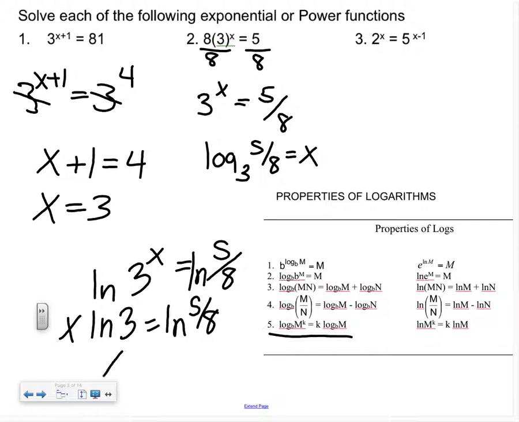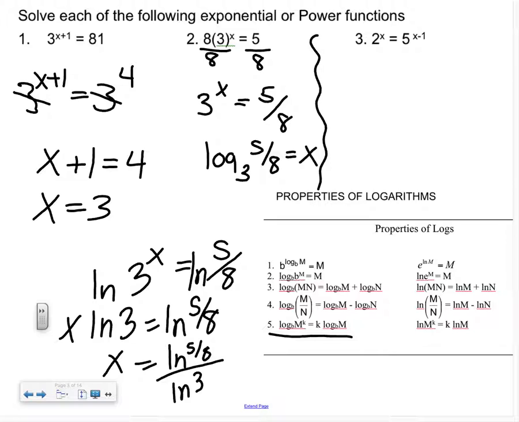So I get x is the ln of 5/8 divided by the ln of 3. And again, that's something I can type in my calculator, all right? And that is the same as log base 3 of 5/8 because that was that change of base we talked about just yesterday, okay? All right, so those two are the same. All right, now this is probably the hardest type.